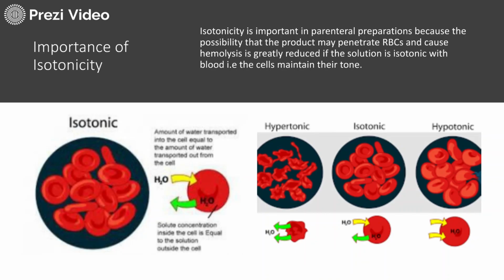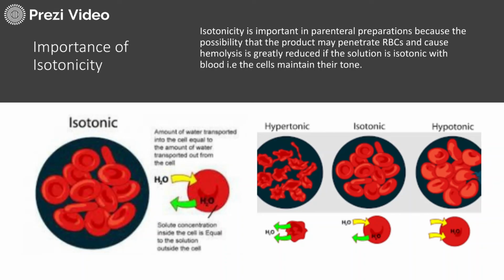Apart from that, it is very important to understand the importance of isotonicity. When we have an isotonic solution, the RBCs and the plasma remain in their original tone. If we have a hypertonic solution, the RBCs will shrink. If we have a hypotonic solution, they will swell out. So in order to maintain this, the solute concentration has to be in a certain ratio, and it has to be equal to the solution outside.